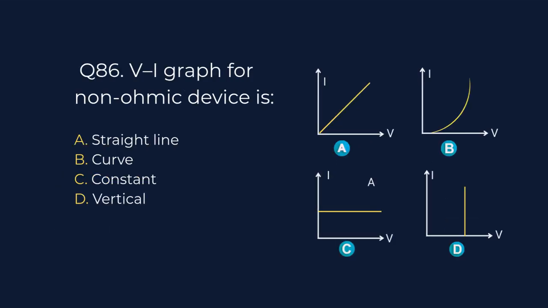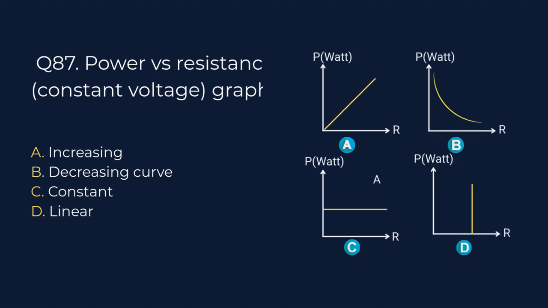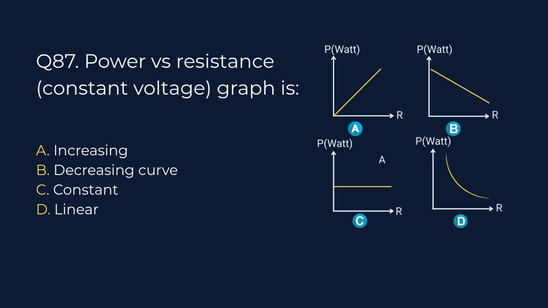Question 86. VI graph for non-ohmic device is option A, straight line. Option B, curve. Option C, constant. Option D, vertical. Question 87. Power versus resistance at constant voltage. The graph is option A, increasing. Option B, decreasing curve. Option C, constant. Option D, linear.